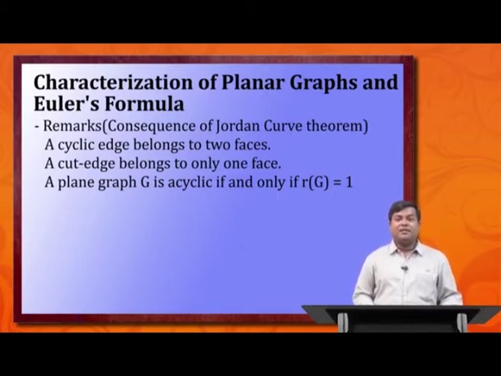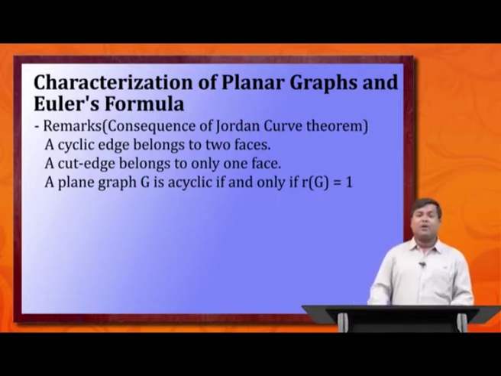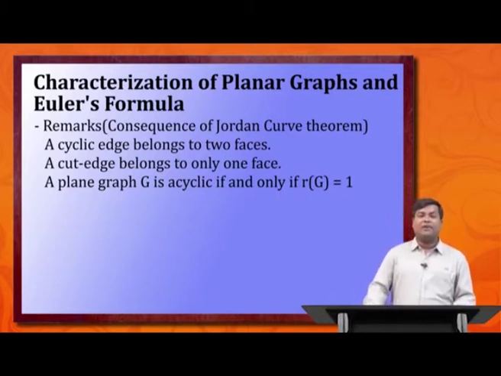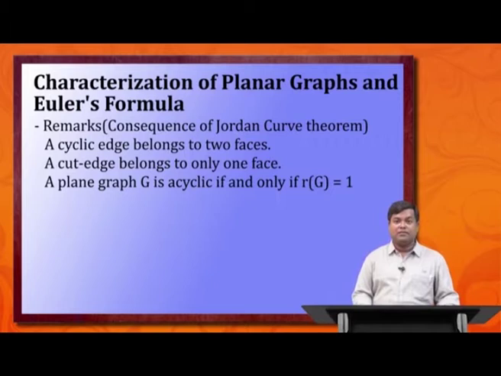And a cut edge, as we have noticed, we have counted twice. For every cut edge, we have counted twice while calculating the degree. So a cut edge belongs to only one phase, but while calculating the degree, we actually count it as twice. And the third remark is a plane graph G is acyclic if and only if the number of phases it has is 1. So that we have already seen.